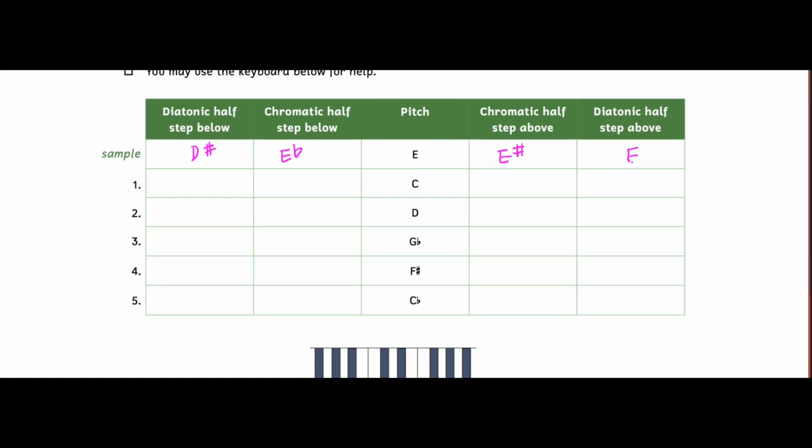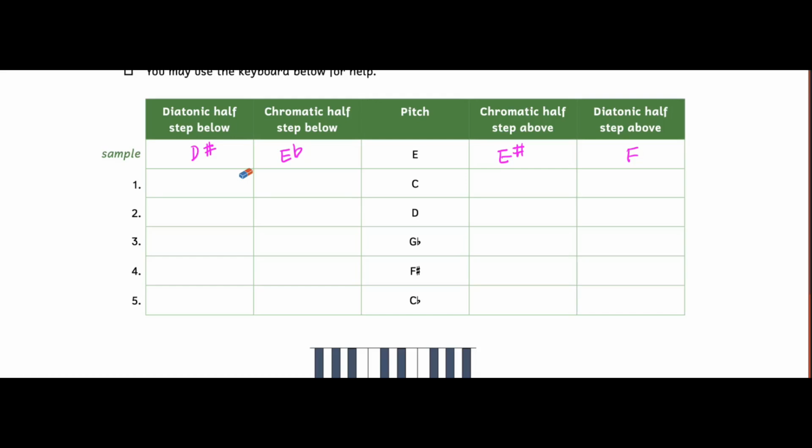Now you can double check your work, because these notes and these notes should be enharmonically equivalent. So is D sharp enharmonically equivalent to E flat? Yes. Is E sharp enharmonically equivalent to F? Yes. Alright, go ahead and do numbers 1 through 5 on your own. Pause the video and press play when you're ready.